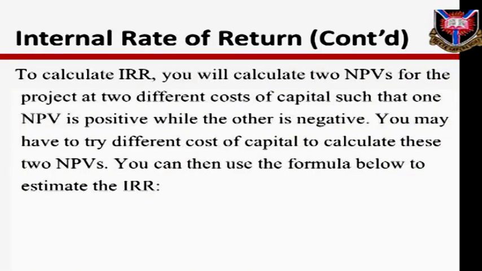To calculate IRR, you will calculate two NPVs for the project at two different costs of capital, such that one NPV is positive while the other is negative. You may have to try different costs of capital to calculate these two NPVs. You can then use the formula below to estimate the IRR.